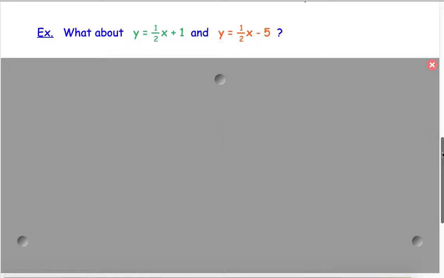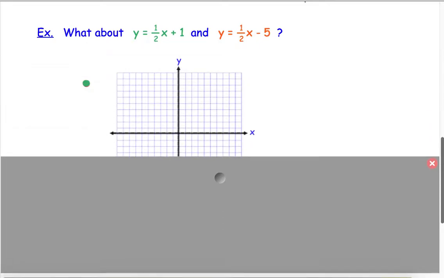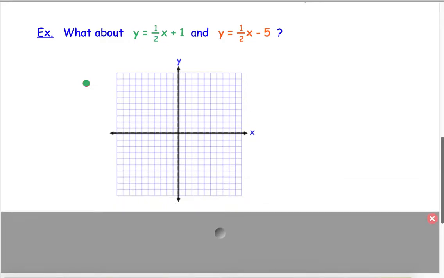Well, hopefully you remember that's slope-intercept form. So first let's take a look at the graph. If I wanted to graph y equals 1/2 x plus 1, I would use the y-intercept. Let's make an arrow here so I can show where I'm looking. I know the y-intercept is 1 for the green line. That means it goes through y equals 1. And I know the slope is 1/2. That means from that point, if I go up 1 and over 2, I'll be on my line again.